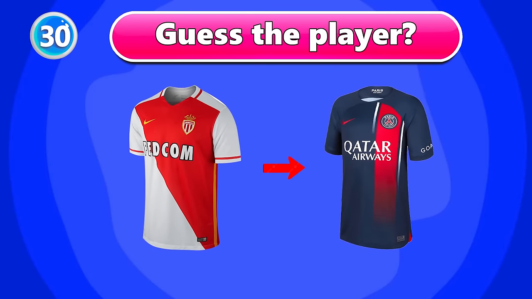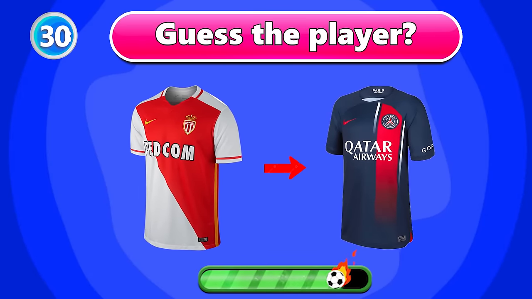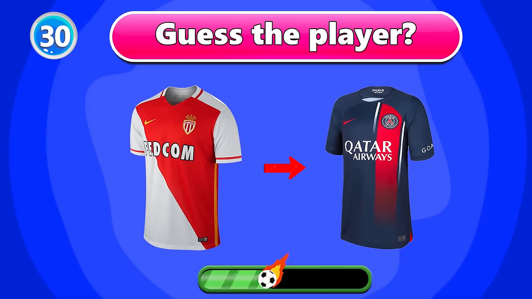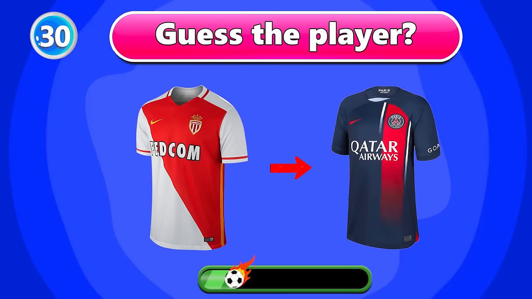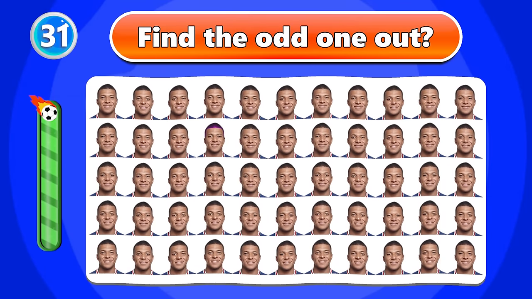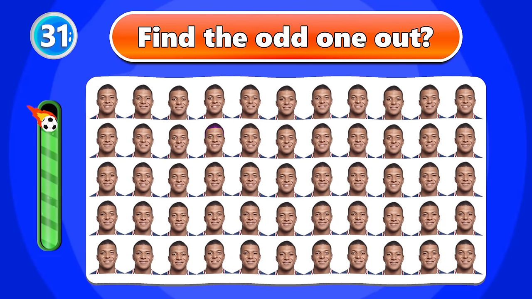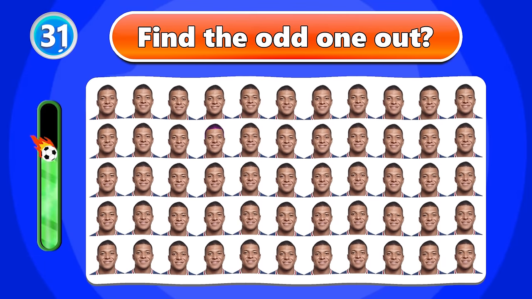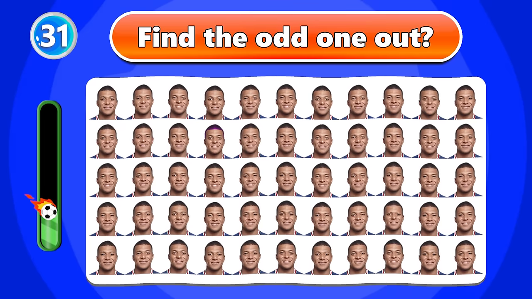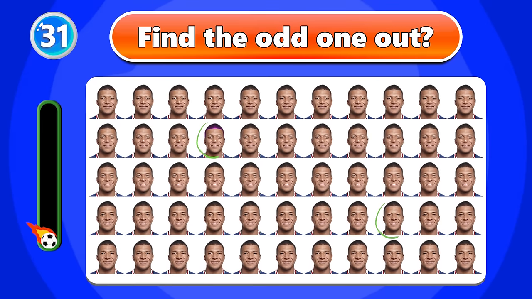Question 30. Guess the player. It's Kylian Mbappe. Question 31. Find the odd one out. Exactly! Here's his!